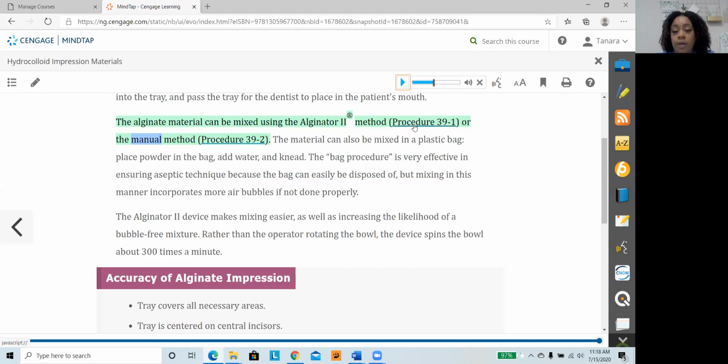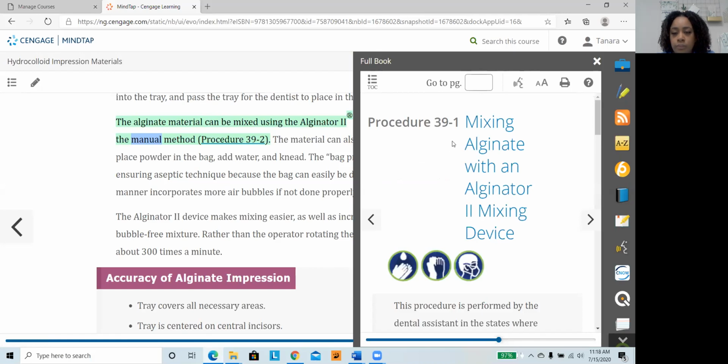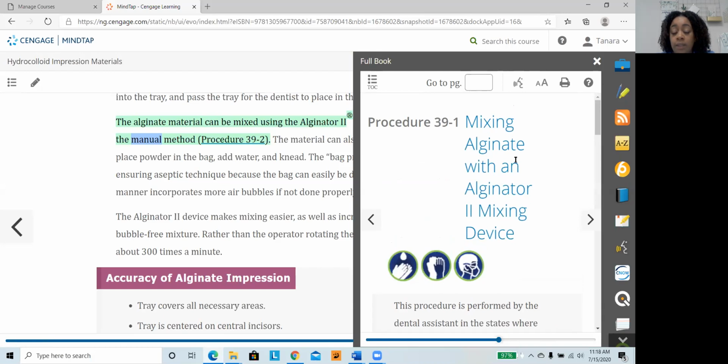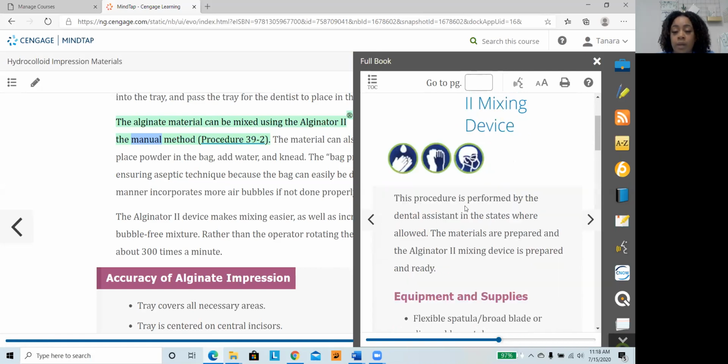Okay, so I'm going to go ahead and pull that up. It's going to show us that exact picture. So here it's talking about mixing alginate with the mixing device. So one, you see here, you want to wear gloves and a face mask. That is important when you're mixing an alginate impression to go in a patient's mouth.